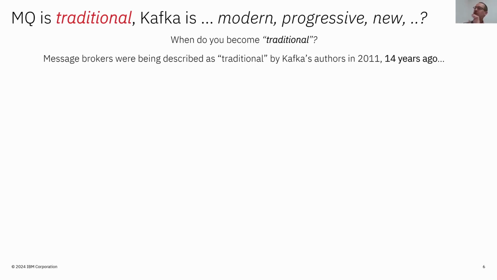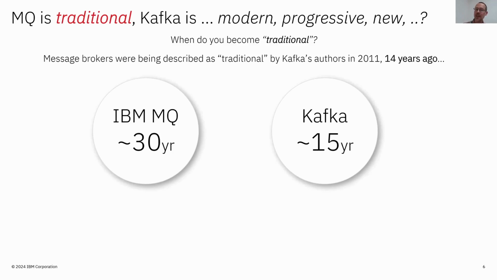If you just do it based on age, 14 years ago MQ was 16 years old, since MQ now is about 30 years old, which is exactly the same age Kafka is now. So if you say traditional based just on age, I think you can say MQ and Kafka are as traditional as each other now. They've both been around for a long time, and they're both widely adopted.